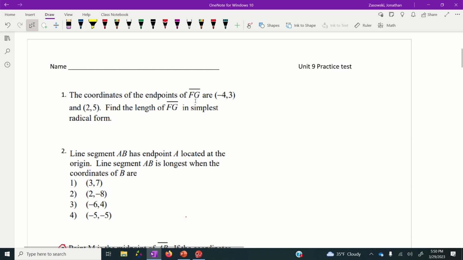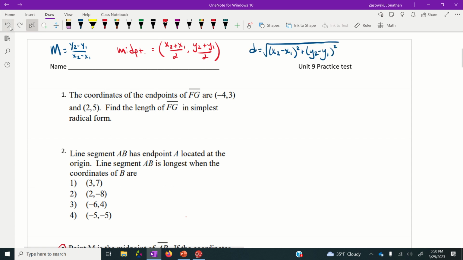So taking a look, remember the formulas you're going to need for this practice test are, first of all, the slope formula. M, like slopes on a mountain when you're skiing there. y2 minus y1 over x2 minus x1, or rise over run, however you want to remember that one. We have our midpoint formula, which is x2 plus x1 over 2, and y2 plus y1 over 2. Remember, we need parentheses around this because it is a point. And the last one is the distance formula, which is the square root of x2 minus x1 quantity squared plus y2 minus y1 quantity squared.